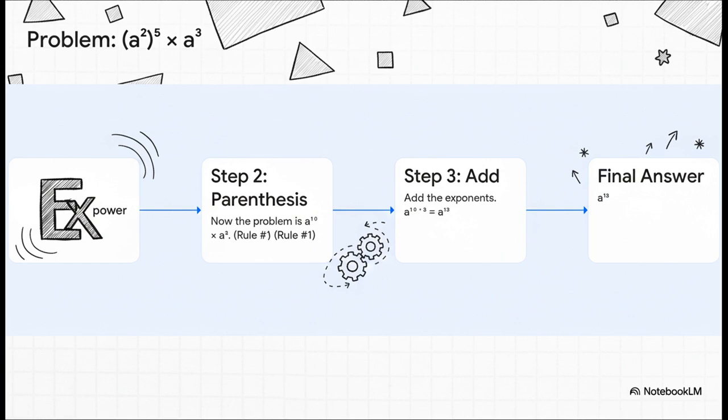Okay, so now our problem is much simpler. It's just a to the power of 10 times a cubed. Which rule do we need now? That's rule number 1. We just add the exponents. 10 plus 3 is 13. So our final answer is a to the power of 13. See, you just stack the rules together one step at a time.